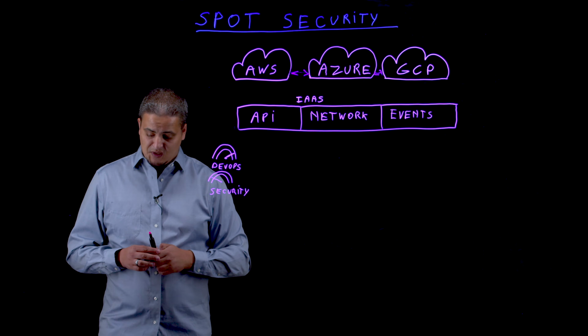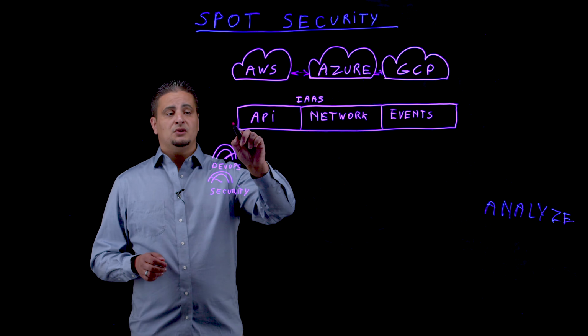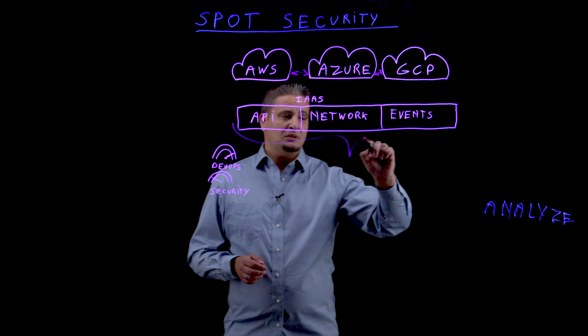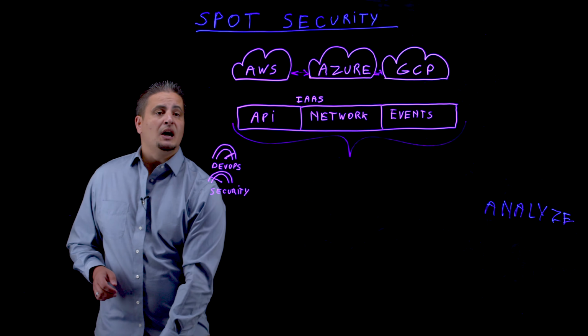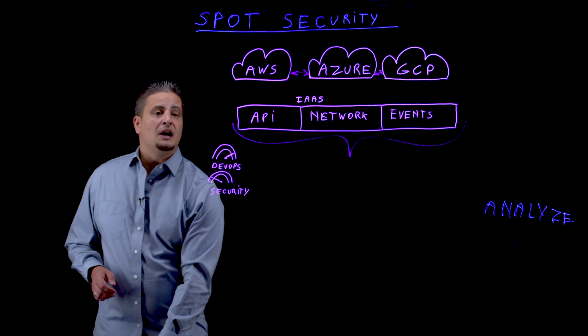Spot Security is centered around three pillars: analyze, detect, and act. Spot Security gathers all the data from your public cloud providers. We leverage the APIs, we leverage the network traffic, the events, the vulnerability, and we build a graph. These graphs basically help us to visualize the relationships between all the assets in your environment.